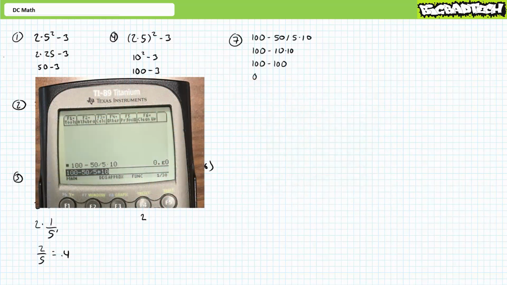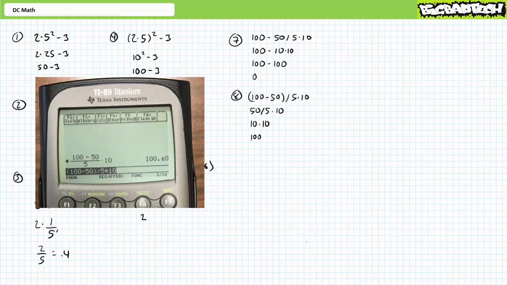The next problem asks us to solve for 100 minus 50 divided by 5 times 10. Again, multiplication and division are at the same level in the order of operations, and the operations proceed left to right. 50 divided by 5 is 10. Multiplication again receives priority. 10 times 10 is 100. Now we're free to subtract 100 from 100 for a final result of 0.